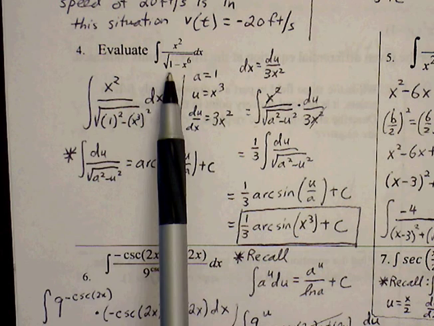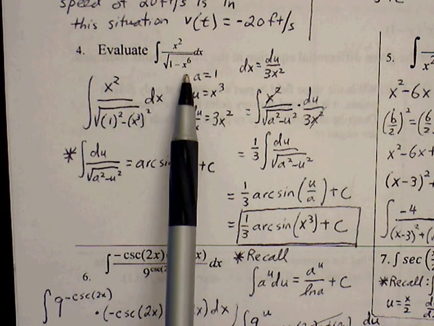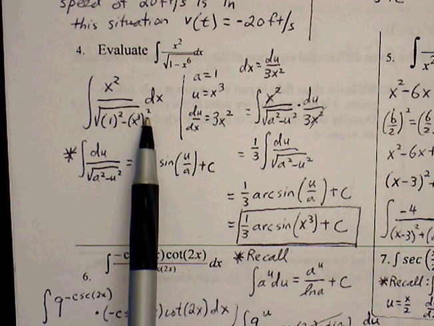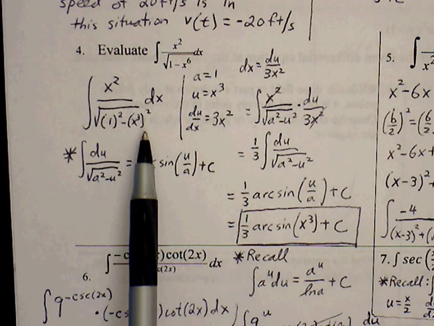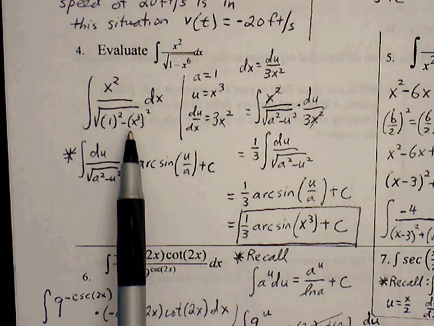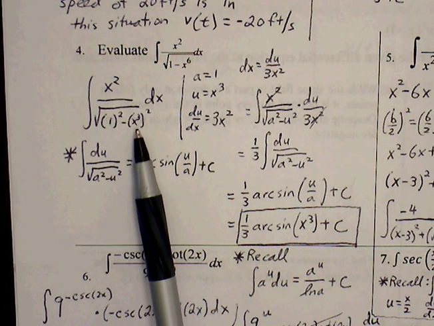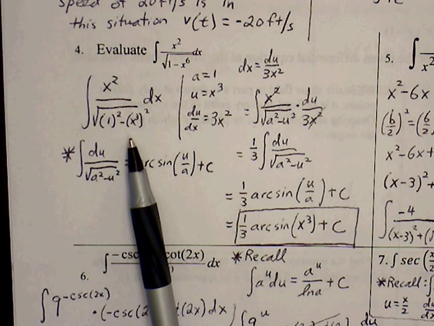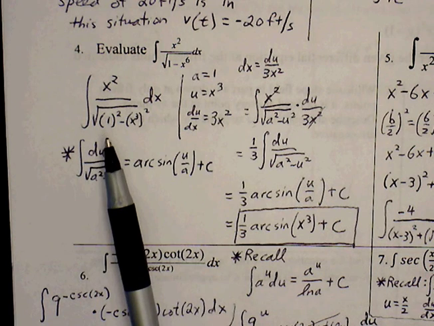So 1 is not going to change, so it will remain 1 squared. But x to the 6th, we want to write this as x cubed quantity squared. That way we can rewrite it in the form, and we can identify our a value and u value a lot easier. So our u value is the variable inside the parentheses, so x cubed. The a value is always the constant, so the a value is 1.